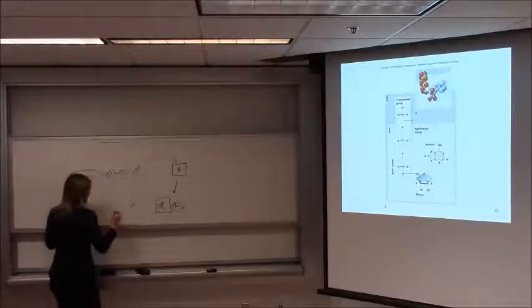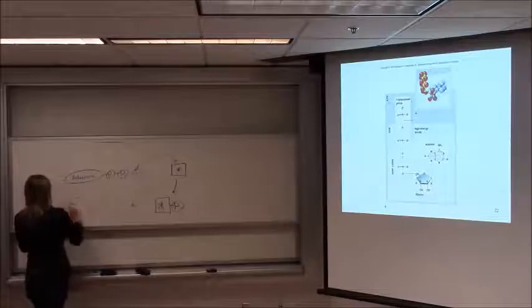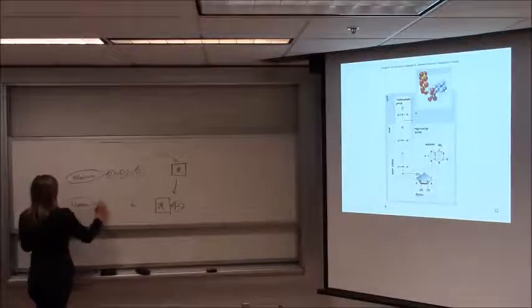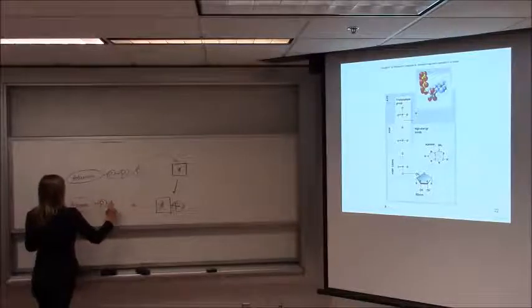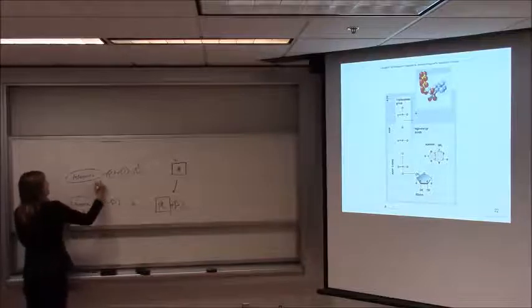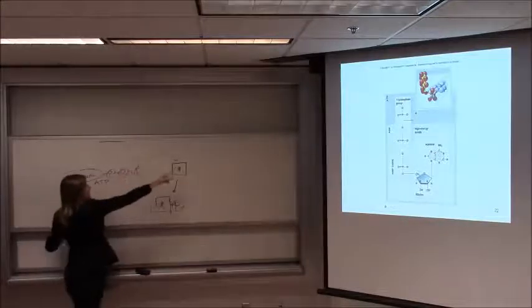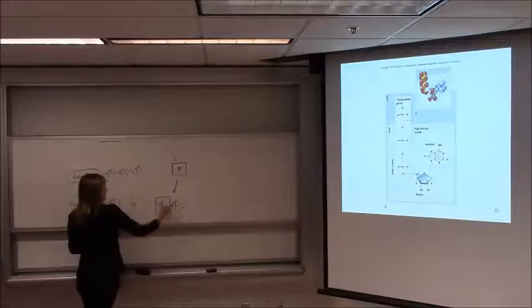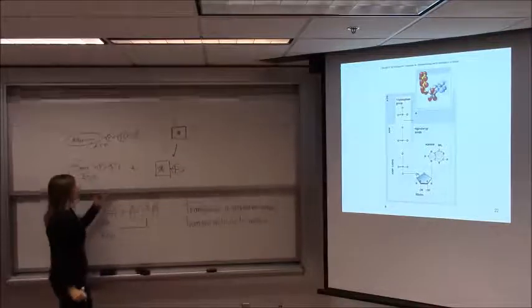But now guess what? ATP lost a phosphate group. Now it's going to be ADP. It's adenosine diphosphate. ADP. This transfer of a phosphate group is called phosphorylation.